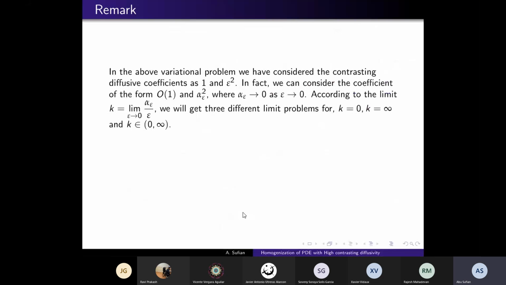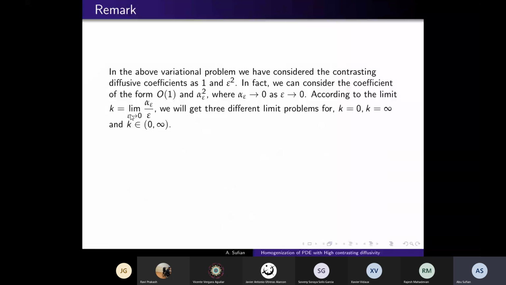So the thing is that in this problem we have taken the coefficient as 1 on epsilon square. So whatever we have done can be carried out. We can take the coefficient on the conductive region to be of order 1, and the coefficient in the insulating region to be alpha epsilon, where alpha epsilon tends to 0, and there will be 3 regimes according to the limit k, where k is equal to the limit as epsilon tends to 0 of alpha epsilon by epsilon. According to that, we're going to have 3 different problems: k equal to 0, k equal to infinity, and k lies between 0 and infinity.